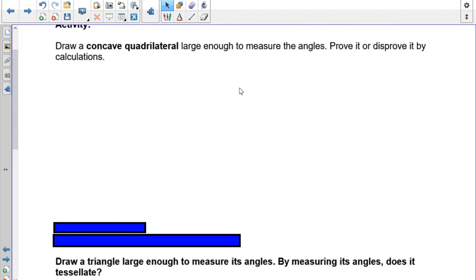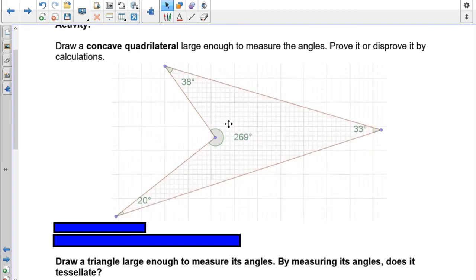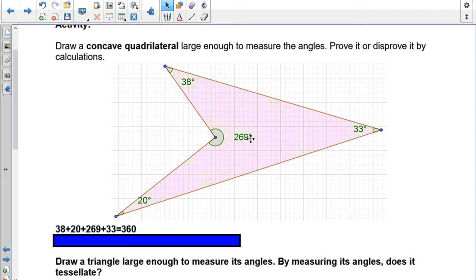All right, concave. Remember concave, you walk into it. So here's my concave. You walk into it. Now I measured, this is 38, this is 20, this is 269. Remember, you have to do the inside angle. So this is greater than 180, so this is what we call a reflex angle. And over here I have 33. If I take the 38, the 269, the 20, and the 33 and add them all up, I get 360.